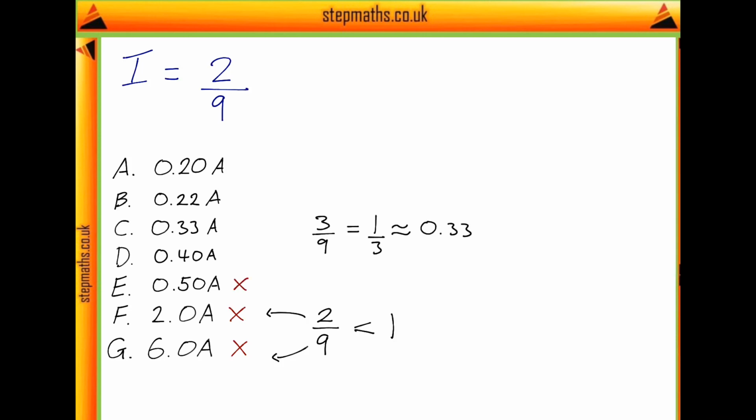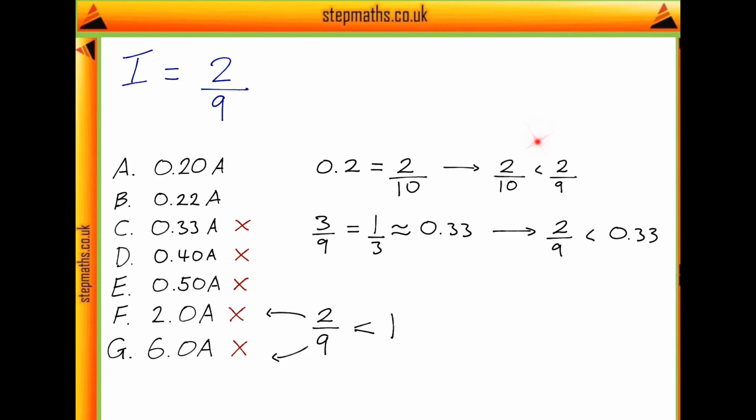Next, we know that 3 over 9 is a third, which is approximately 0.33. Therefore, 2 over 9 has to be less than 0.33. So it cannot be that answer, and it also cannot be D. Next, we can consider answers A and B. We know that answer A, 0.2, is equal to 2 over 10. 2 over 10 is less than 2 over 9, and therefore the answer must be greater than 0.2, leaving the only answer being B. So our final answer is B.